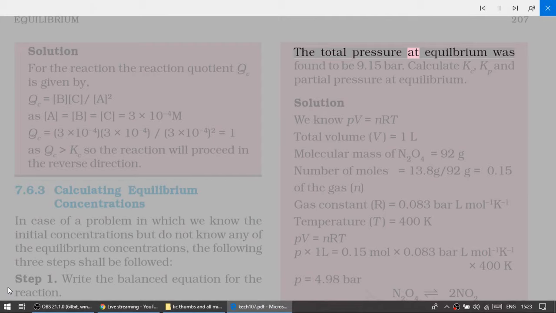Equilibrium. The total pressure at equilibrium was found to be 9.15 bar. Calculate Kc, Kp and partial pressure at equilibrium.